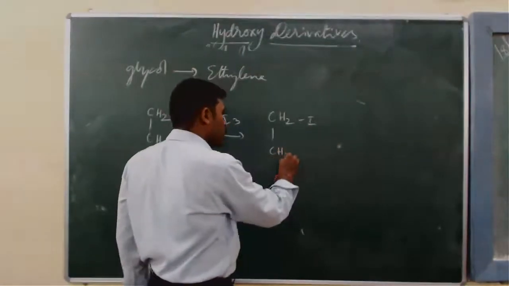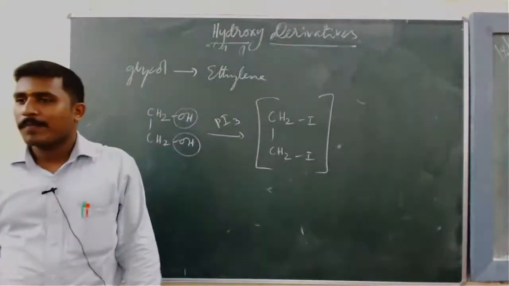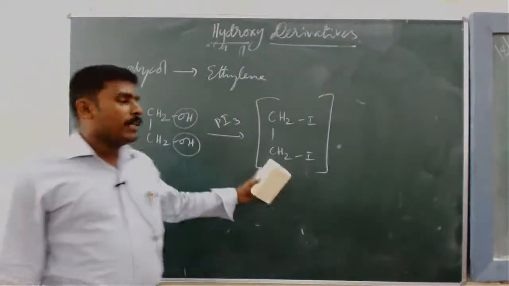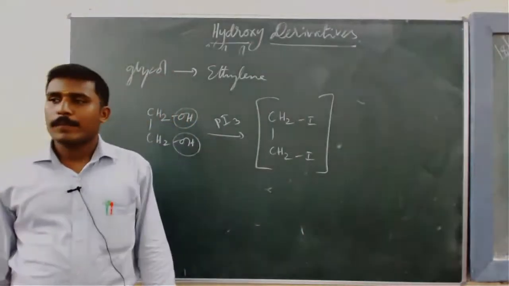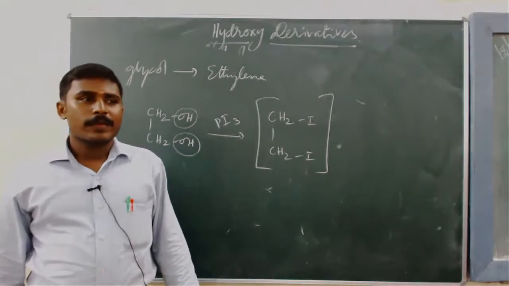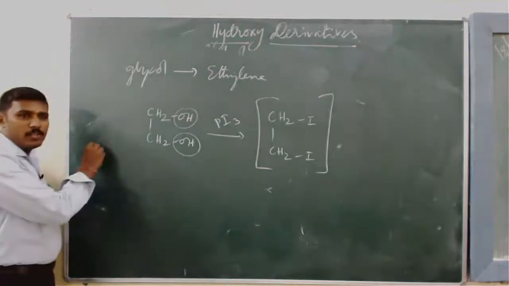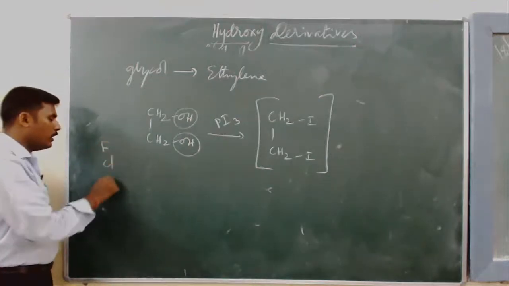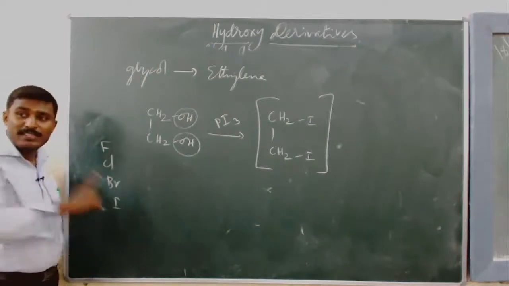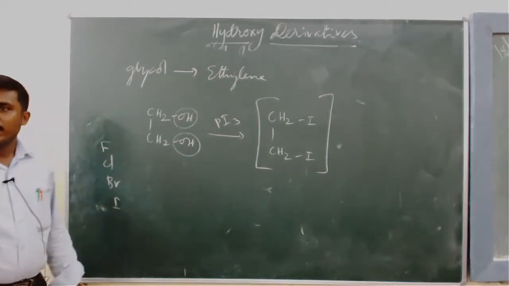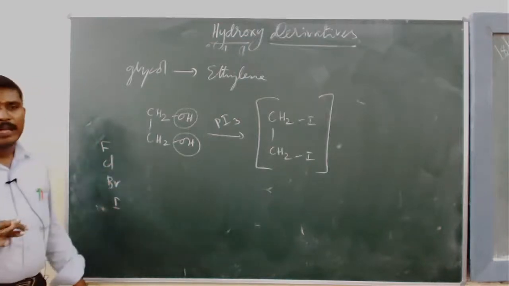CH2I-CH2I. This is a highly unstable compound. The square bracket indicates a highly unstable compound. Why? Just think about the halogen series. Halogens are the 17th group elements: fluorine, chlorine, bromine, iodine. Astatine is present in the 17th group, but it is not counted as a halogen because it is a radioactive element. So only four halogens: fluorine, chlorine, bromine, iodine.